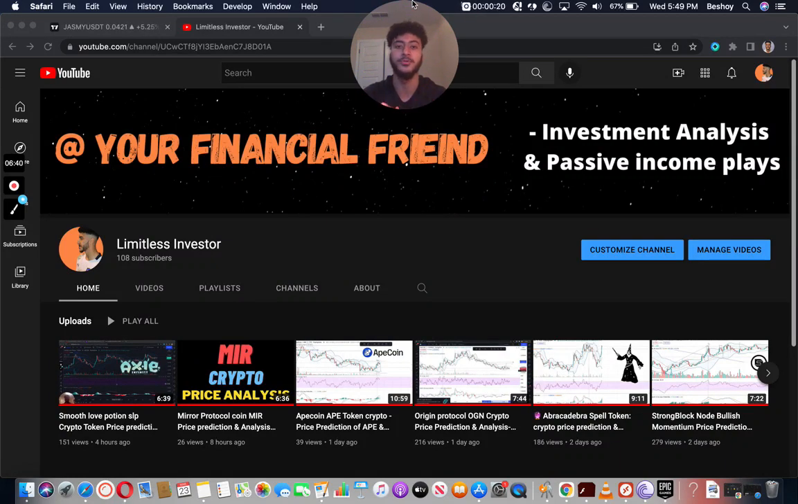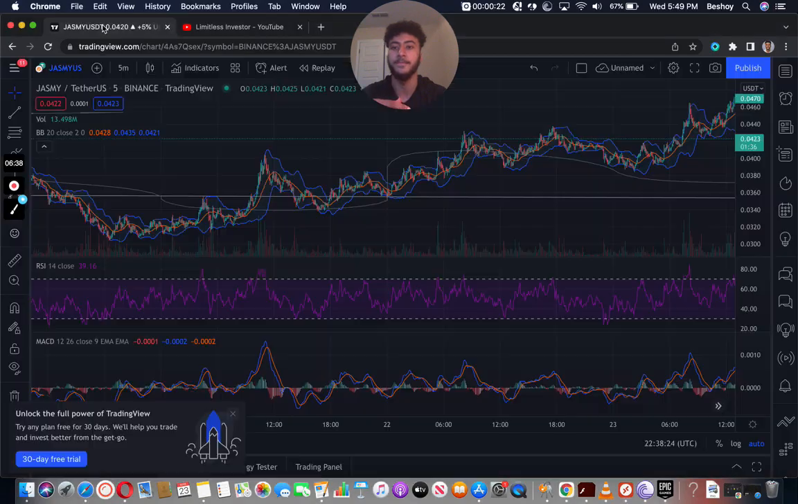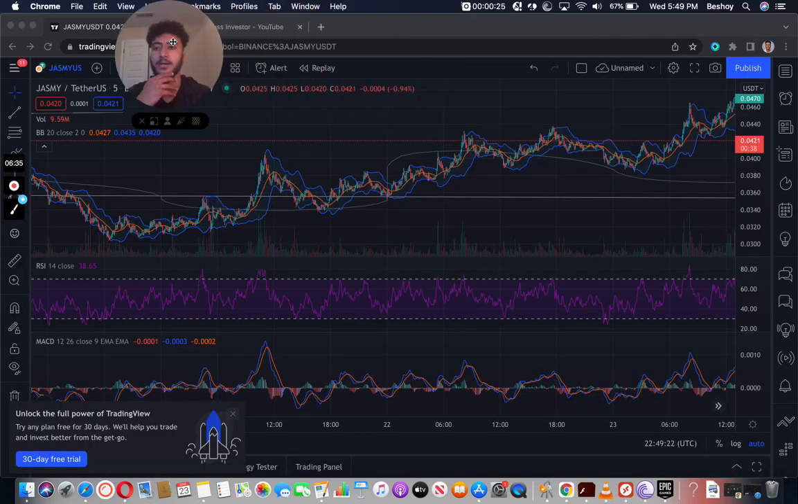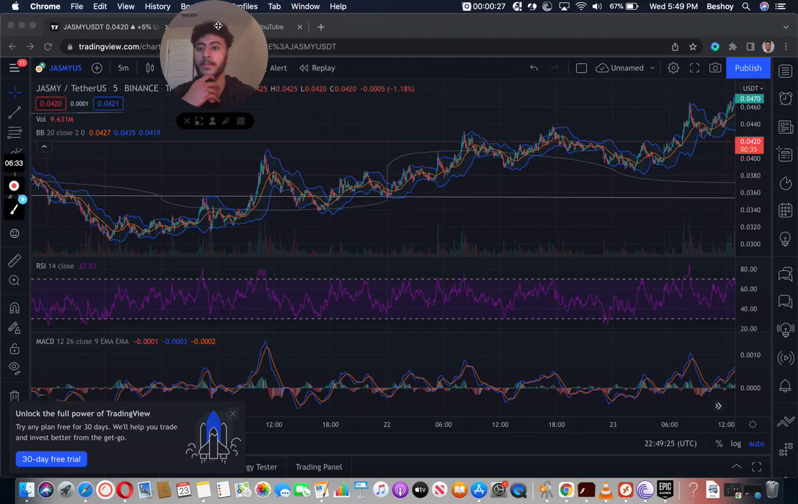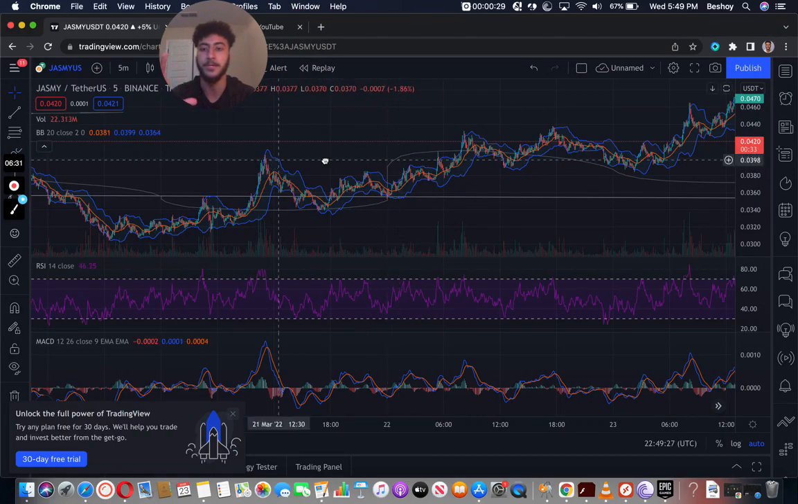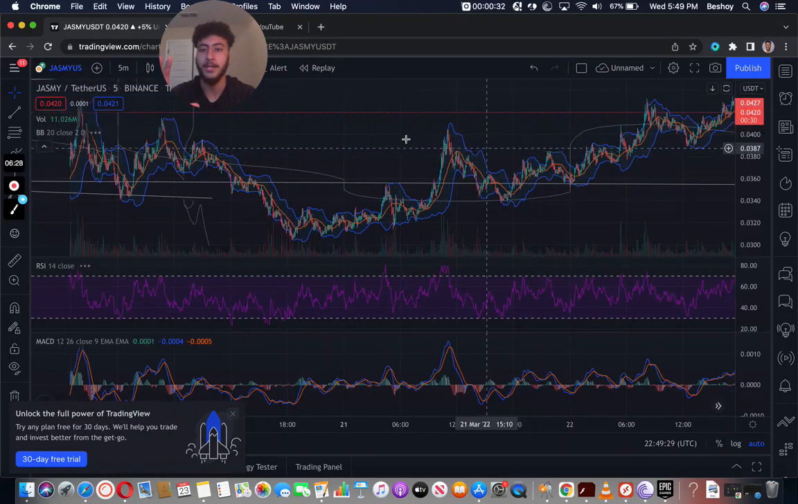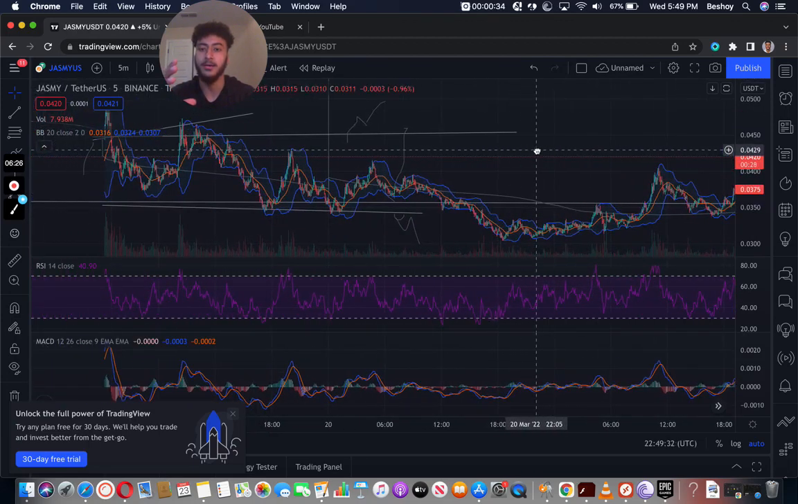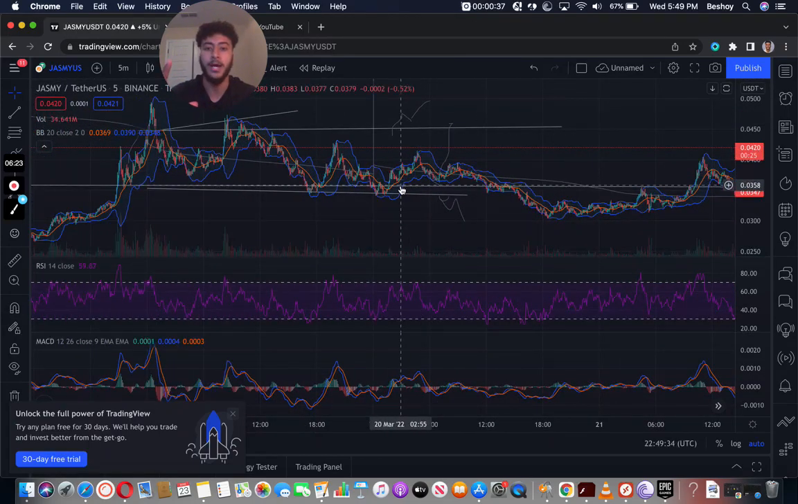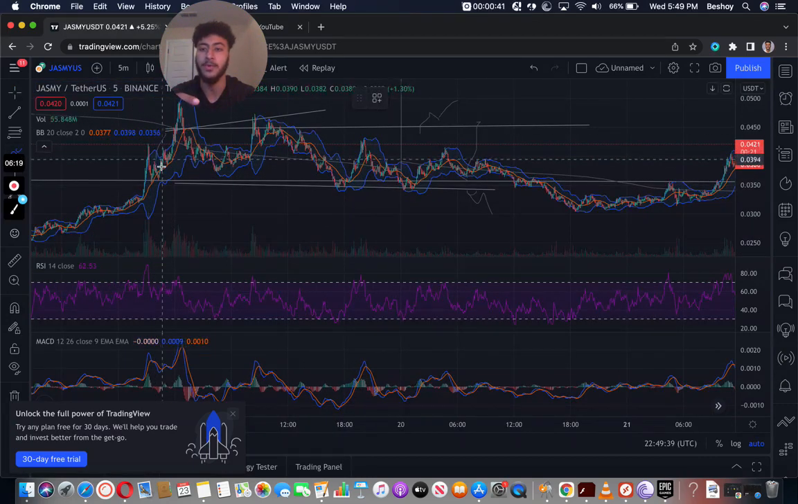And without any further ado, let's go and check out the charts. Alright, so we take a look here at JASMY. As we can see from the first update that we did, if I scroll out, we had zones here. We had a zone that it was trading in, in these ranges of about 0.036 and also the zones of 0.042. Price respected these zones for quite some time.